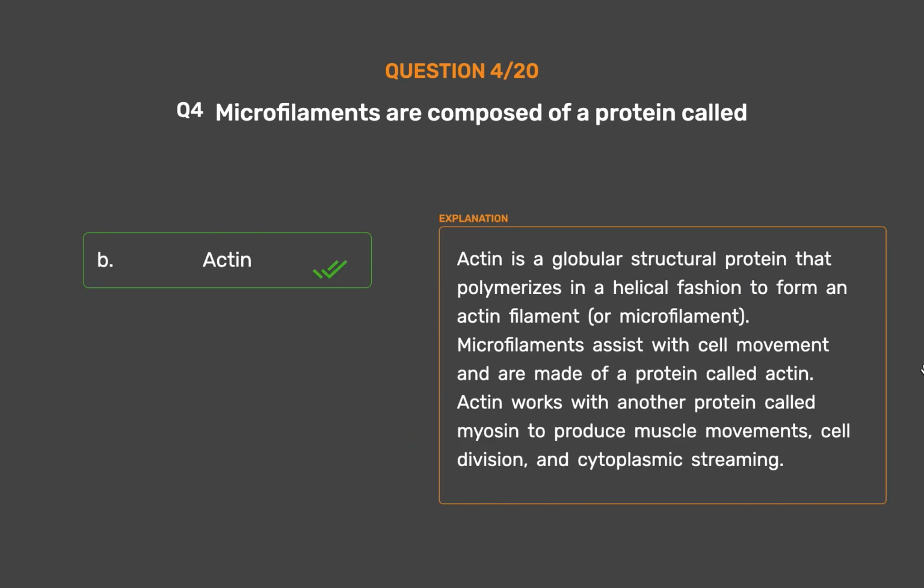Actin. Actin is a globular structural protein that polymerizes in a helical fashion to form an actin filament, or microfilament. Microfilaments assist with cell movement and are made of a protein called actin. Actin works with another protein called myosin to produce muscle movements, cell division, and cytoplasmic streaming.